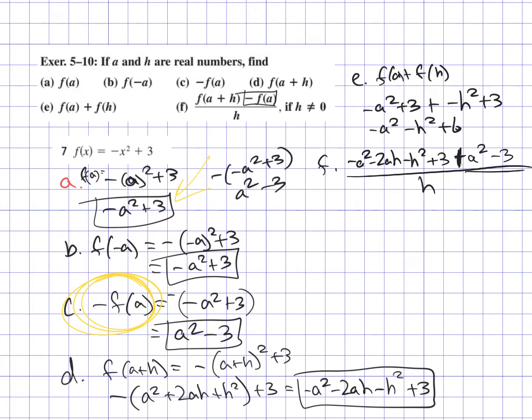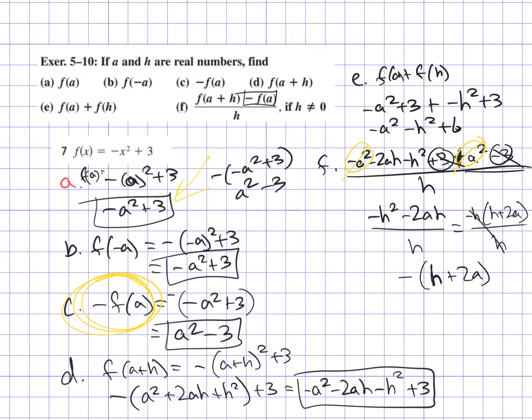Okay, so either way, just go ahead and put it in there, and then we have that all over h. And you simplify. You have a negative a squared, positive a squared. Those are gone. Looks like we have a negative h squared minus 2ah, and the plus 3 and minus 3 cancel out all over h. And you notice they all have h's in them. So if we factor out a negative h, we'll get h minus 2a plus 2a on the inside all over h. The h's reduce, and we have a negative h plus 2a in parentheses, or you can distribute the minus sign.